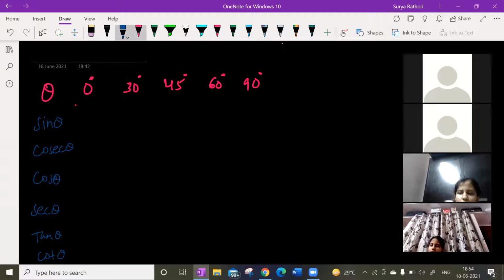Look at this. So sin theta, sin 0 will always be 0. Sin 30 will be 1 by 2. Sin 45 will be 1 by root 2. Sin 60 will be root 3 by 2.